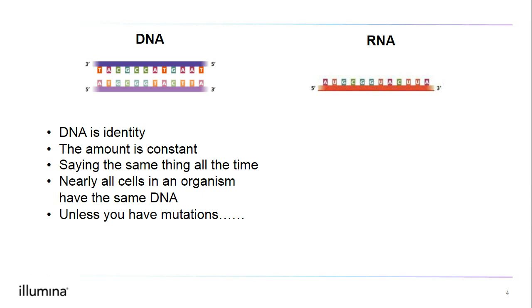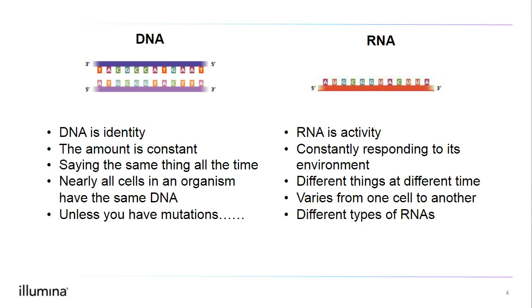RNA, on the other hand, is indicative of activity. It's constantly responding to its environment. It's saying different things at different times. It varies from one cell type to another, and it varies in terms of different types of RNAs. In short, DNA is typically considered to be stable, while RNA is considered to be dynamic.